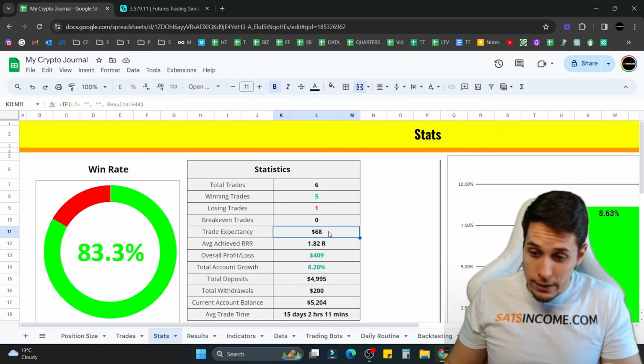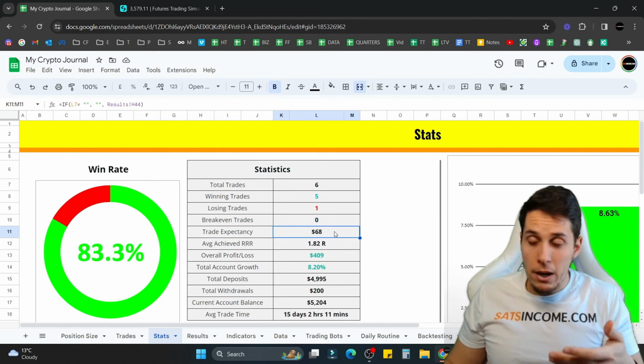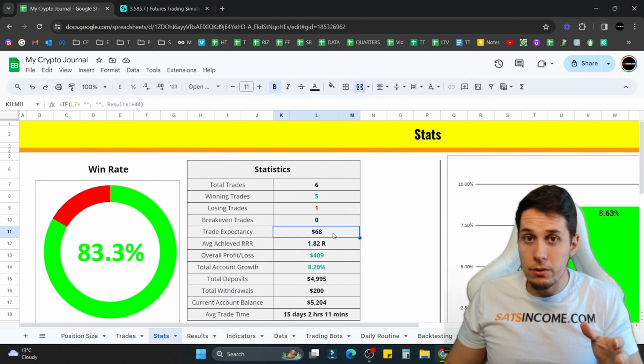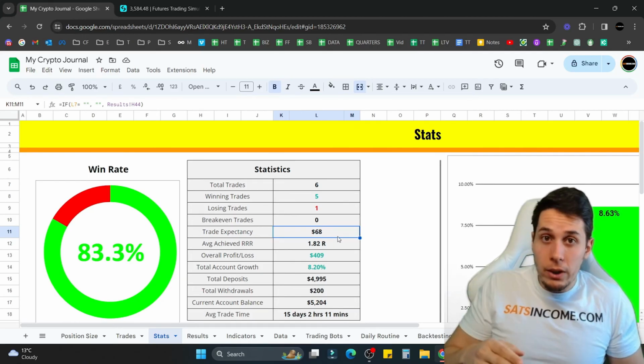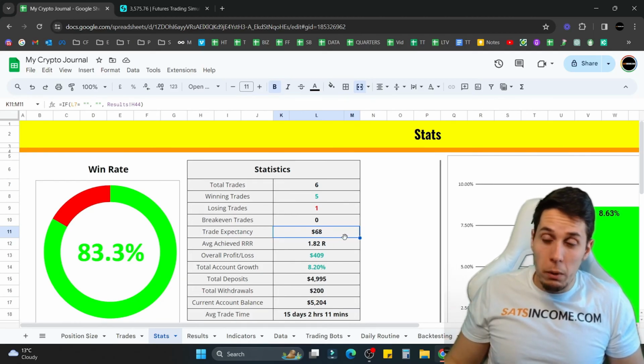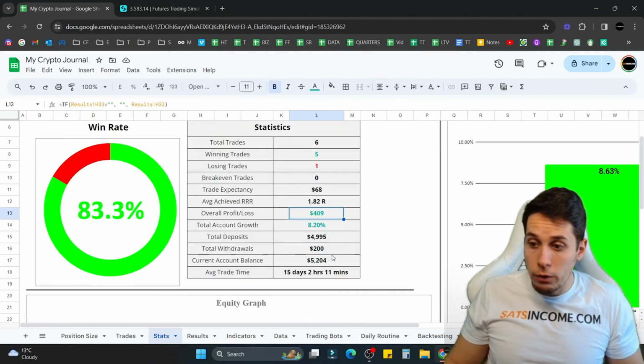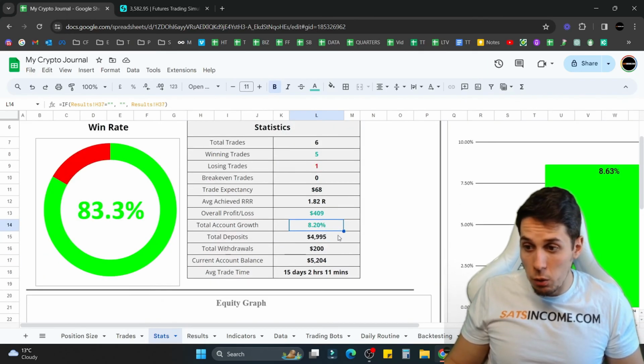So based on all this data that we added in the journal, based on our performance, the journal calculated that we have a trade expectancy of $68, which means that for every trade we place, we expect to make $68. Average achieved rewards to risk 1.82. So basically, we make $1.8 for every dollar we risk. Overall profit loss $409. Total account growth 8.2%, right? You can see that this journal gives you so much data, guys.